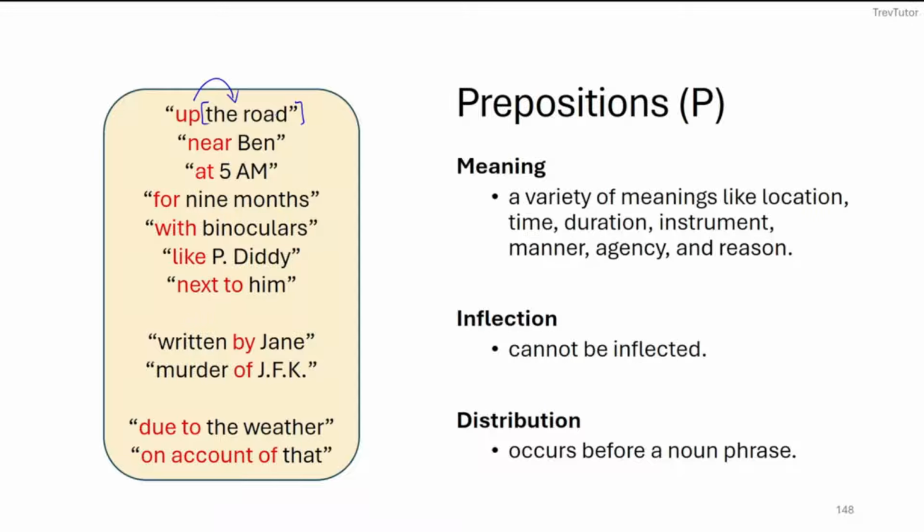So up the road, up is introducing a noun phrase. Near Ben, near is introducing a noun phrase. At 5 a.m., 5 a.m. is a noun phrase. And we have some other examples for 9 months, with binoculars, next to him. In each of these cases, sometimes it is best to just understand some general prepositions and how they work and use those as baselines when comparing other ones.